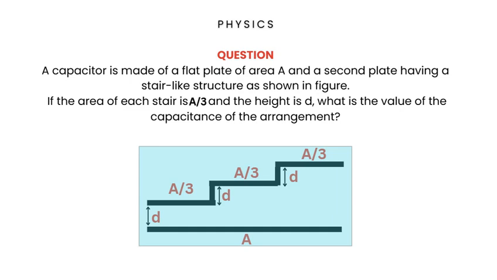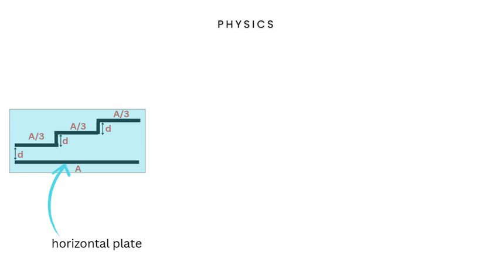The question is, a capacitor is made up of a flat plate of area A and a second plate having a star-like structure as shown in the figure. If the area of each star is A by 3 and the height is D, what is the value of the capacitance of the arrangement? As in the diagram, plate A is horizontal but plate B is in the form of steps. Area of each step is A by 3 and the distance of each step increases by D.